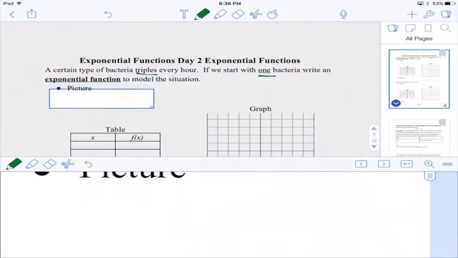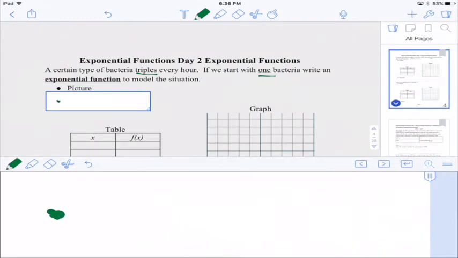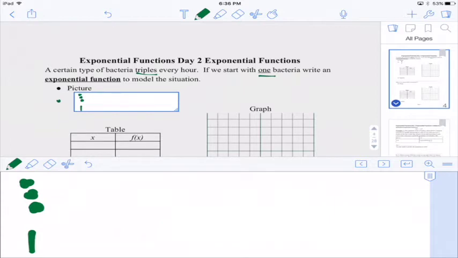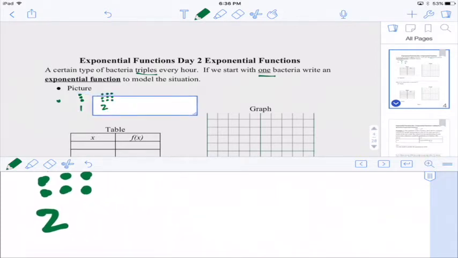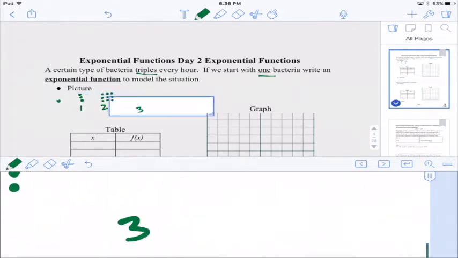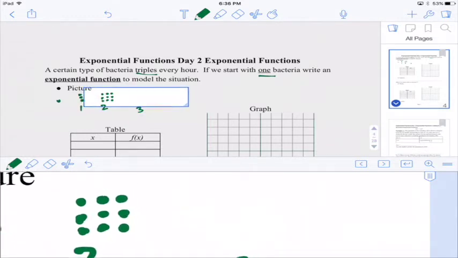Well, let's start with our one bacteria, a picture. There's one. After 1 hour, we now have 3 bacteria because it tripled. Well, now we have those 3 bacteria and each of them triple. So at our second hour, we now have 1, 2, 3 because that bacteria tripled. And all of those tripled.